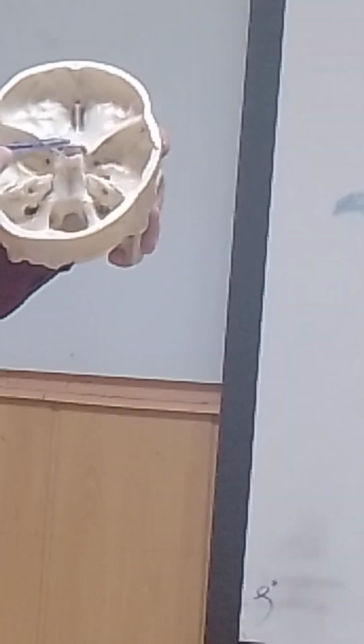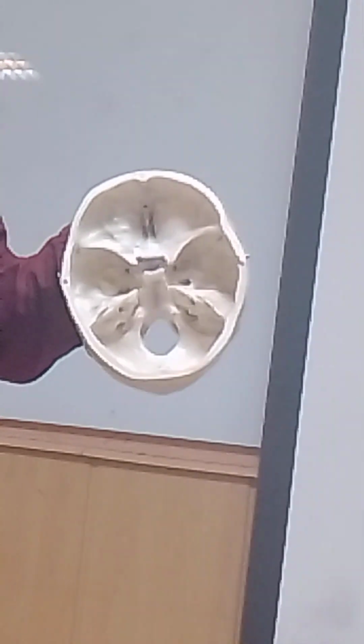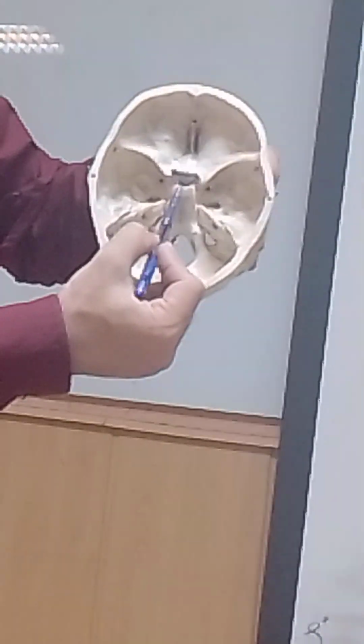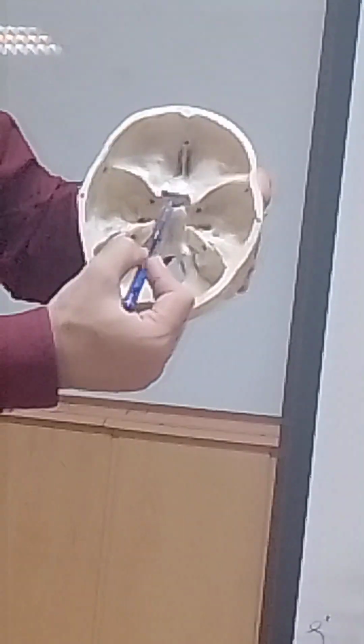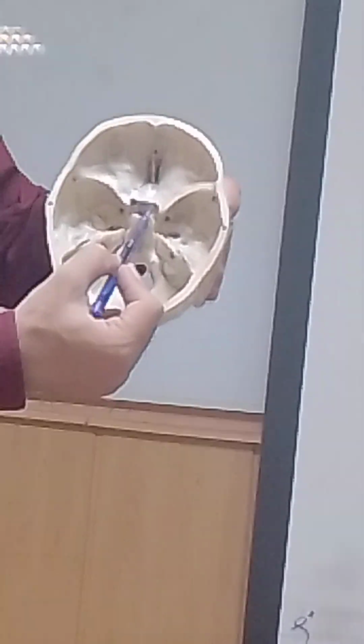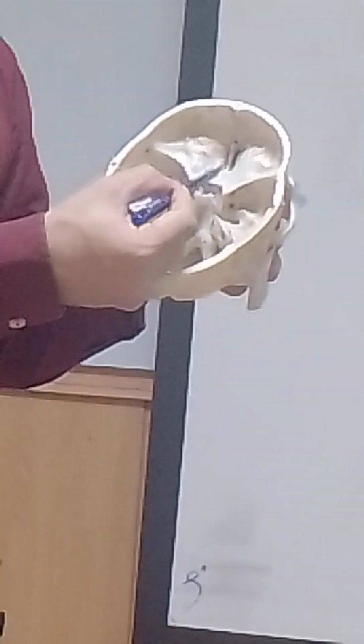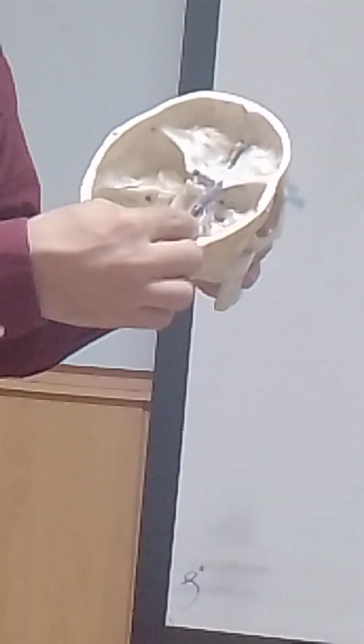Middle clinoid process. Here you can see the hypophyseal sella turcica. The deeper part of sella turcica is named the hypophyseal fossa. After the hypophyseal fossa, you can see the dorsum sellae. Dorsum sellae also has two tubercles, the posterior clinoid tubercles. Here is the lesser wing.